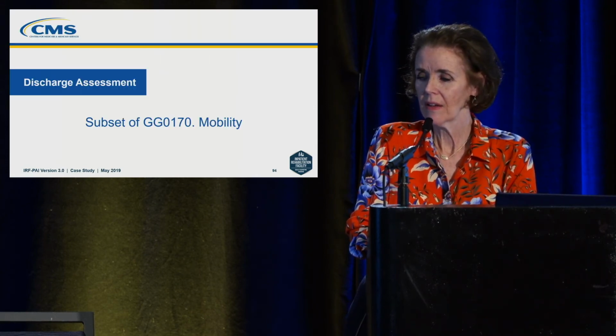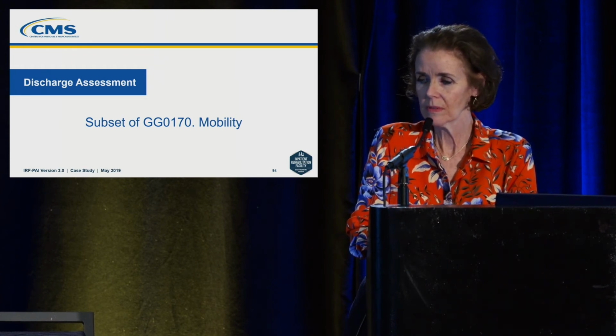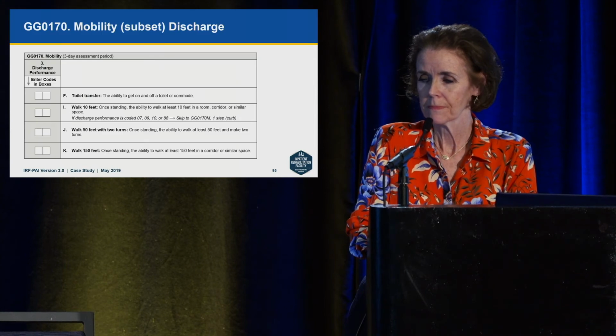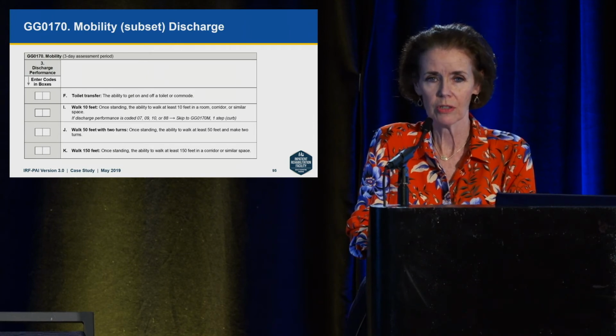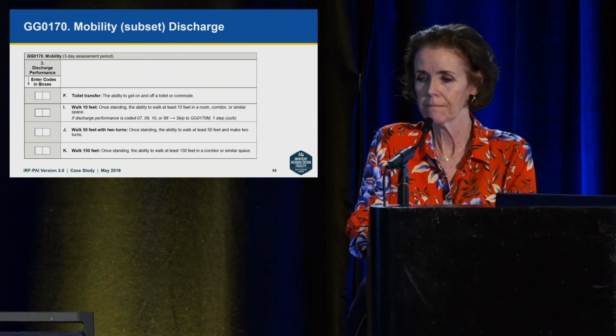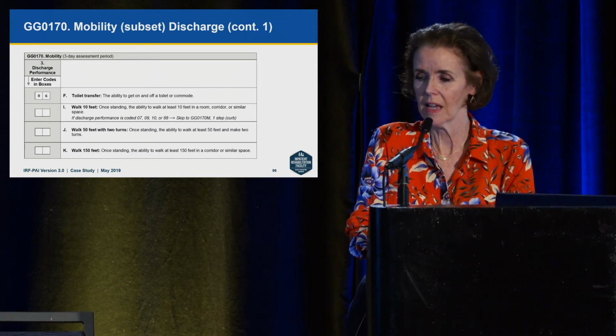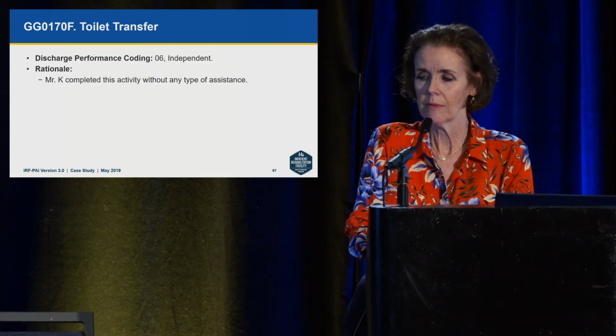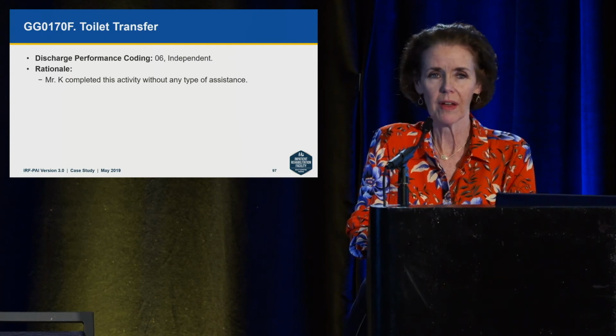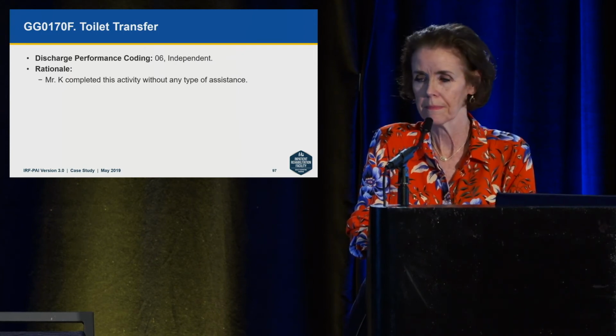A subset of the GG0170 mobility scores. So for toilet transfer, the ability to get on and off toilet or commode, the correct discharge performance code should be 06. See a lot of heads nodding, that's great. And he was able to complete this activity without any type of assistance.